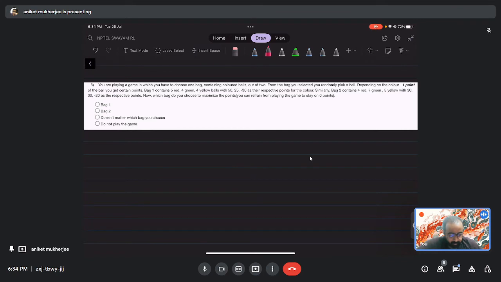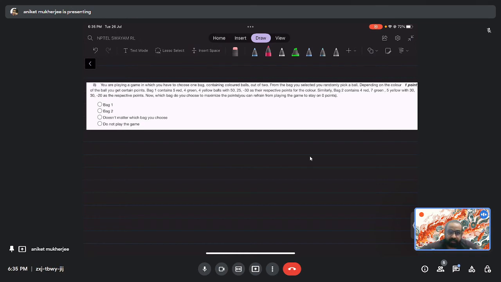So here what you are trying to do is maximize the points, so you want to pick a bag which gives you the maximum number of points. But once you have picked a bag, the ball you select is random. So you have no control over what ball you select. You randomly pick a bag, and you pick a ball from the bag that you have selected. So now you need to define a metric such that you can identify which bag gives you maximum points.